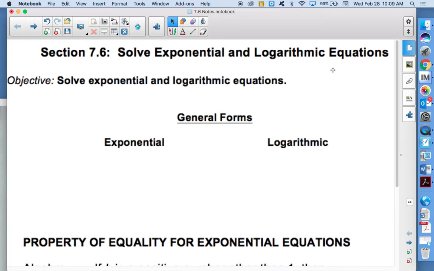So the general forms, the conversion. See if you can write those two conversions underneath where it says the general form, exponential versus logarithmic. So we're going to solve exponential equations today. What are those general forms? So think about, what does the exponential form look like? What does the log form look like?